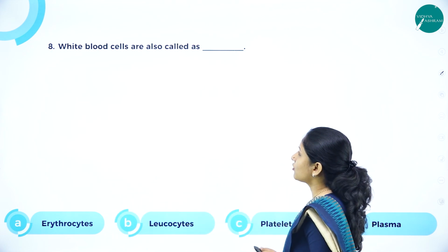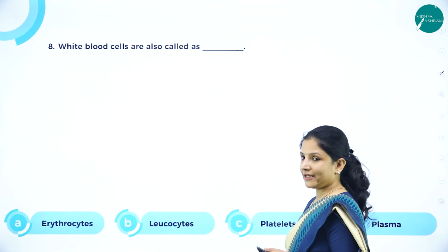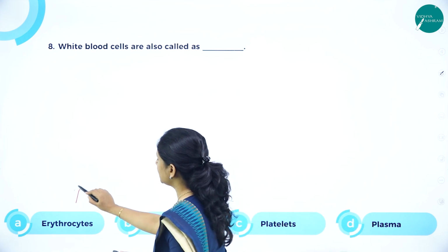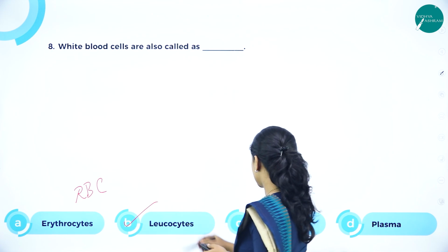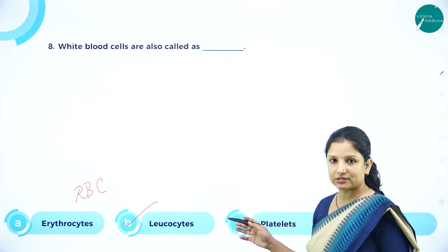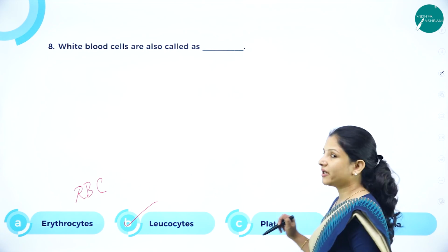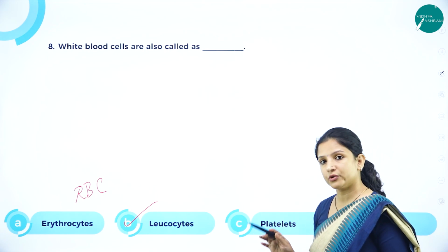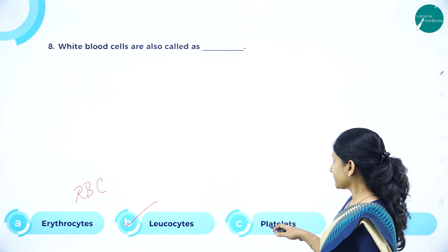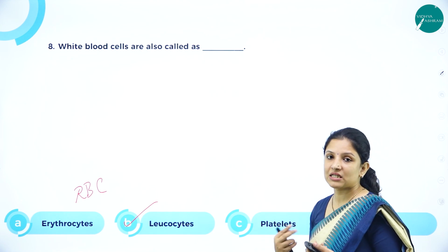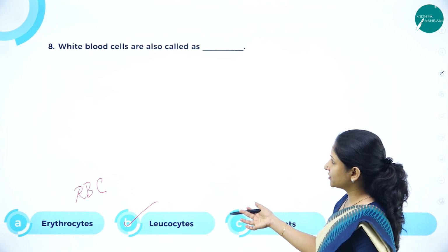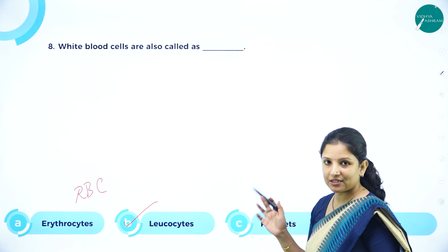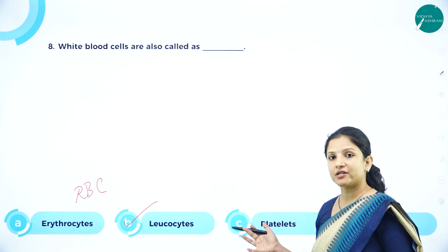White blood cells are also called erythrocytes? No, because RBCs are called erythrocytes. Leukocytes, B is the right answer. Platelets, no, I told you, because they are the clotting factors. Plasma is a colorless component of the blood, or it will sometimes have a somewhat light tinge of yellow. So your right answer is leukocytes, which are also called WBCs or white blood corpuscles.